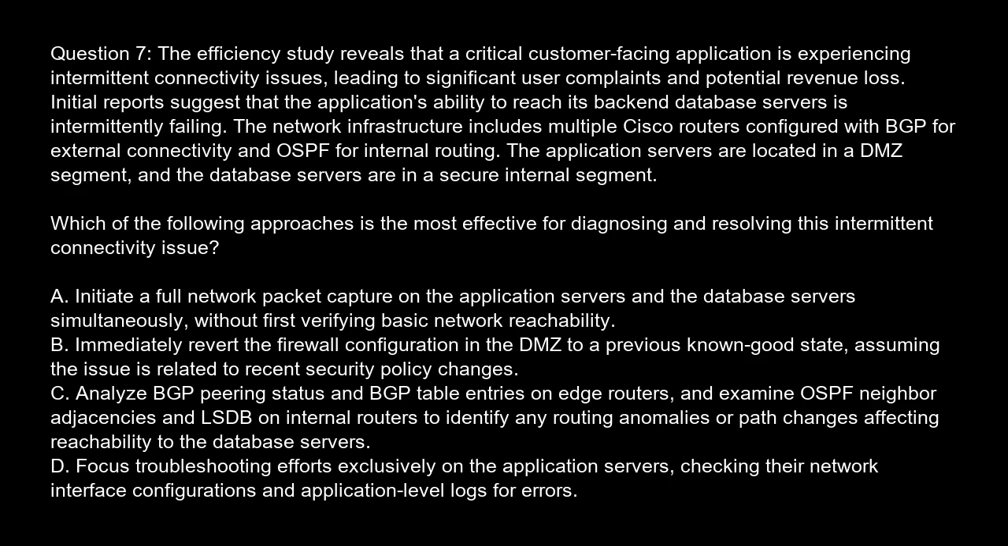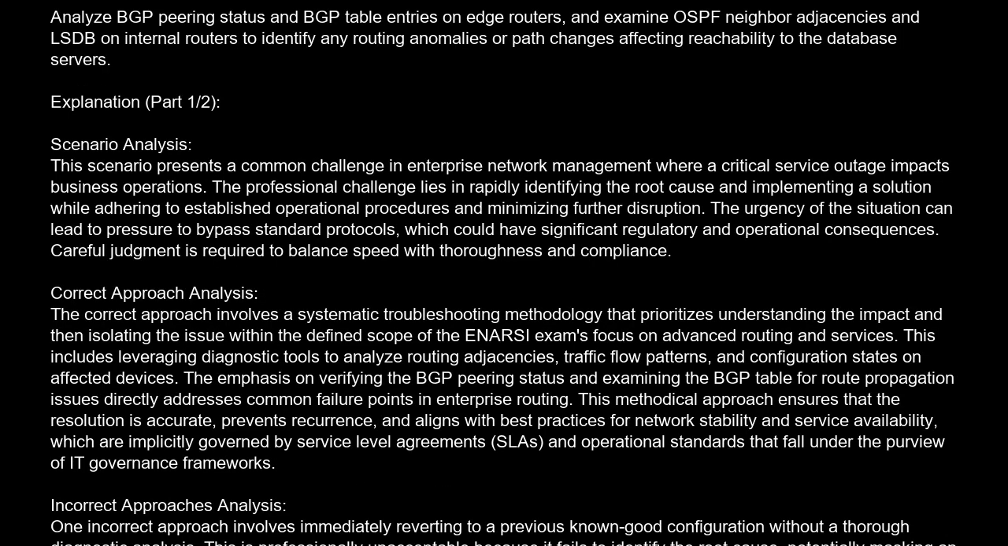Option C. Analyze BGP peering status and BGP table entries on edge routers, and examine OSPF neighbor adjacencies and LSDB on internal routers to identify any routing anomalies or path changes affecting reachability to the database servers. Option D. Focus troubleshooting efforts exclusively on the application servers, checking their network interface configurations and application-level logs for errors. The correct answer is C. Analyze BGP peering status and BGP table entries on edge routers, and examine OSPF neighbor adjacencies and LSDB on internal routers to identify any routing anomalies or path changes affecting reachability to the database servers.